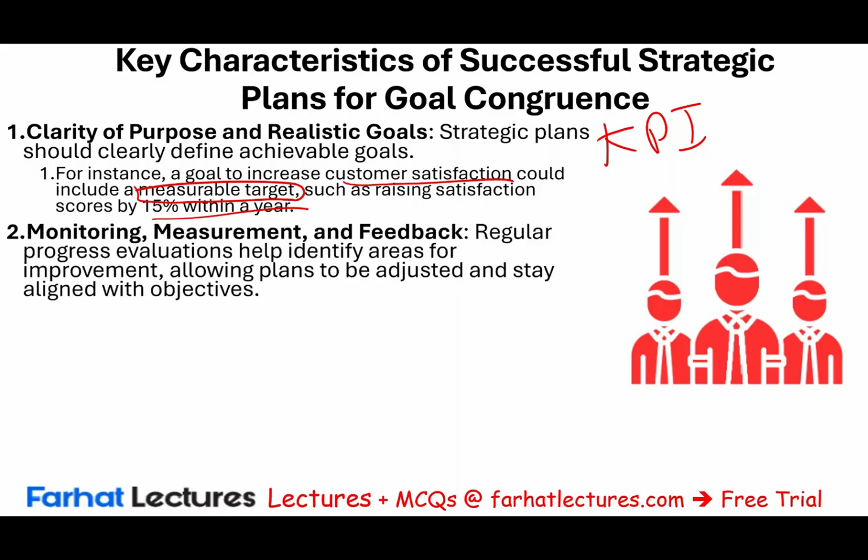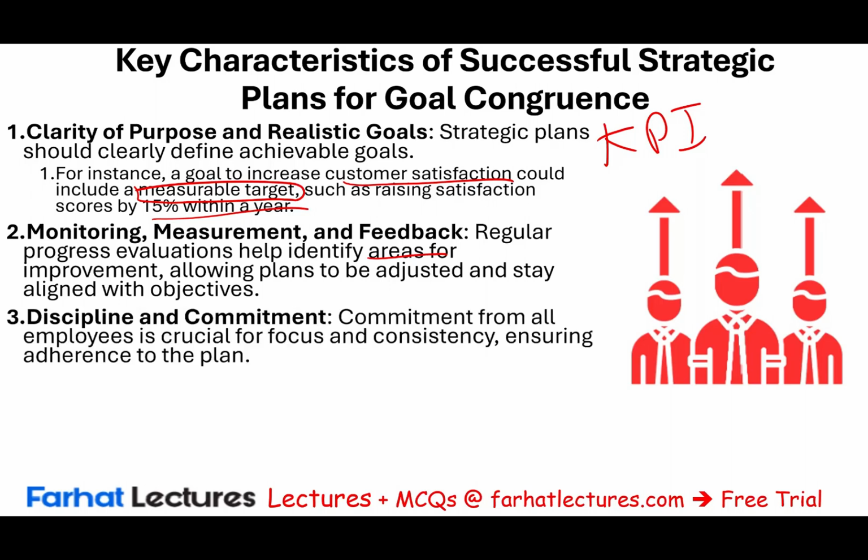So we have a clear goal, raising customer satisfaction. Now what do we do? We monitor. If they are doing so, everybody is on the same page. Regular progress evaluation helps identify areas for improvement, allowing plans to be adjusted and stay aligned with the objectives. And those are key characteristics of goal congruence. Everyone is working in the same direction. We need discipline and commitment from all employees, to ensure adherence. So regular updates and meetings foster accountability. And those are all good characteristics that we are planning properly, and there's goal congruence.